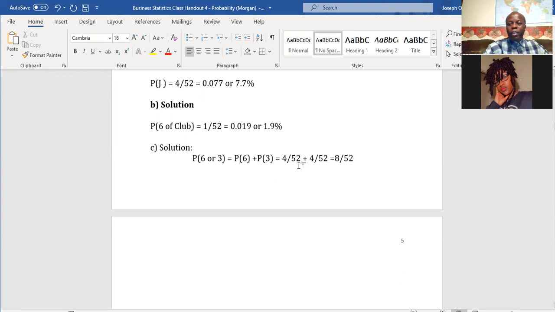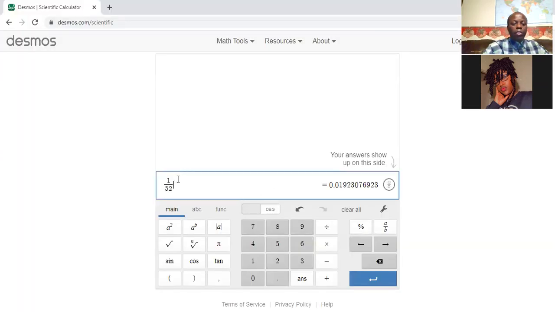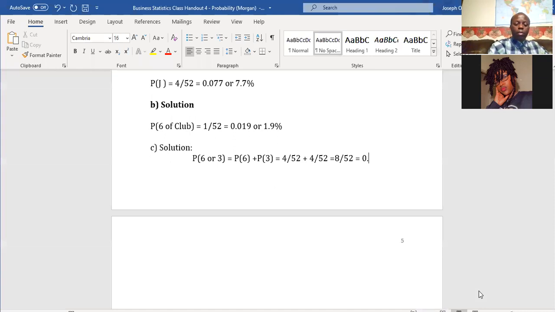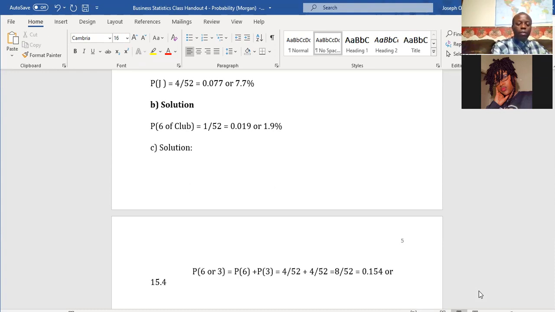Of course, as you know from your algebra class, the denominator stays the same. If we put it on the calculator, 8 over 52 will give us 8 divided by 52. I'm going to change this to 8. 8 over 52 is 0.153846, it keeps going, but we are stopping at the third decimal place, which is 0.154, or you can call it 15.4%. So I'm going to fix this problem now.